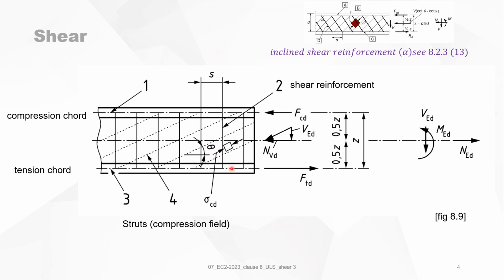And then you have the definition of the angle theta and the definition of z, the lever arm, which is from the center of the compression cord to the center of the tension cord, and which can be taken as 0.9 times the effective depth of the section.